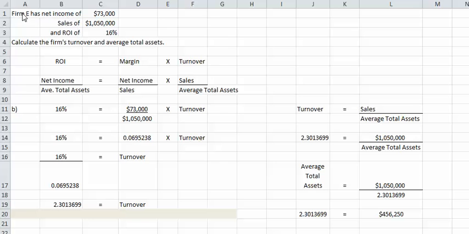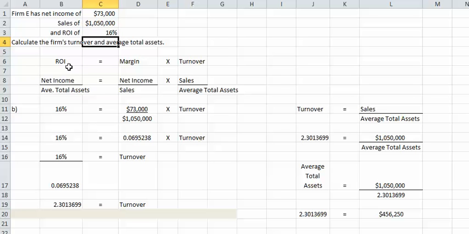So it says firm E has net income of $73,000. This is right out of your book. Sales of $1,050,000 and ROI of 16%. Actually, I think it said 15. Let me change that. Actually, that's fine. We'll leave it at 16. This isn't the same example that's in your book, but we'll go with it.